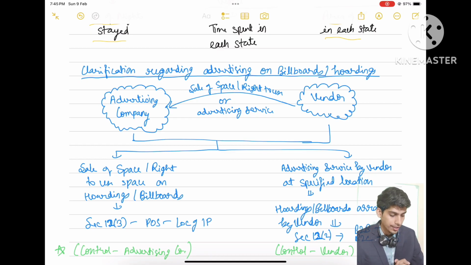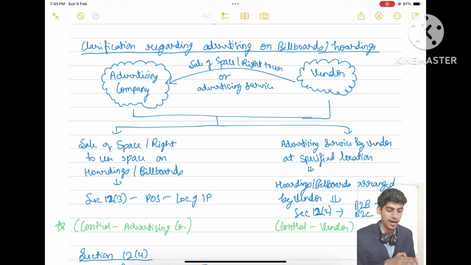the client's products. So the service of sale of space or right to use space on such billboards or hoardings, will it be considered as a rent service in relation to an immovable property? So the clarification provided by the government states that where the vendor is providing only the service of sale of space, he's just giving you the space, the advertisement will be done by you. You have the control of the space on the hoarding or billboard. Then the place of supply will be determined under section 12(3). That will be considered as services in relation to an immovable property, grant of right to use an immovable property. And the place of supply will be the location of such hoardings and billboards.